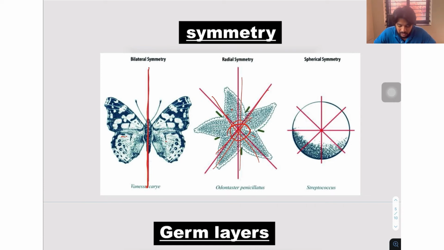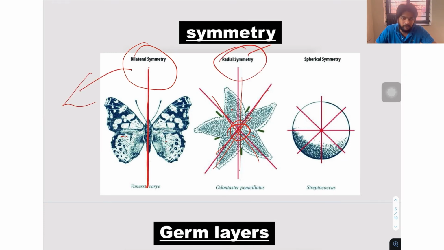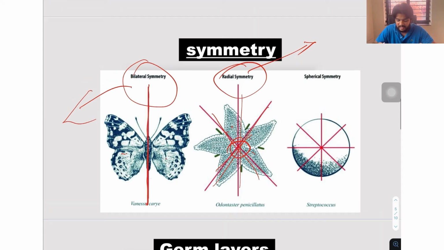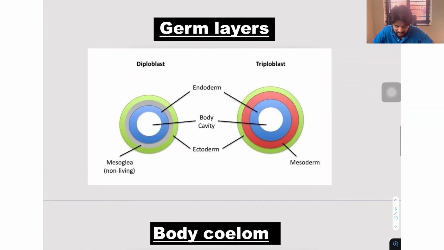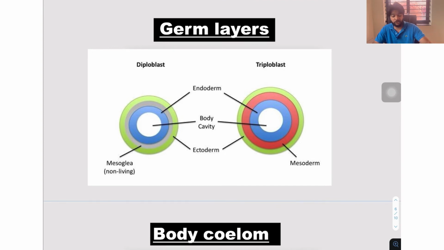So this is also considered for classification of organisms. For example, if the organism shows bilateral symmetry, it is put in one phylum. If the organism shows radial symmetry, then these organisms are put into a separate phylum. This is one criterion for classification of animals. Next one is germ layers.